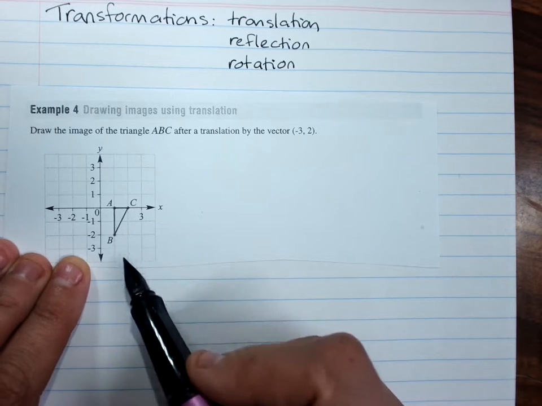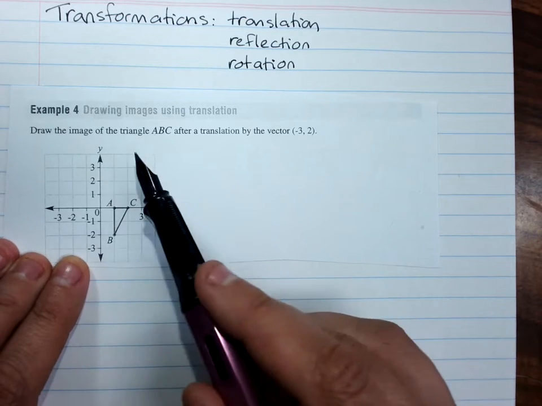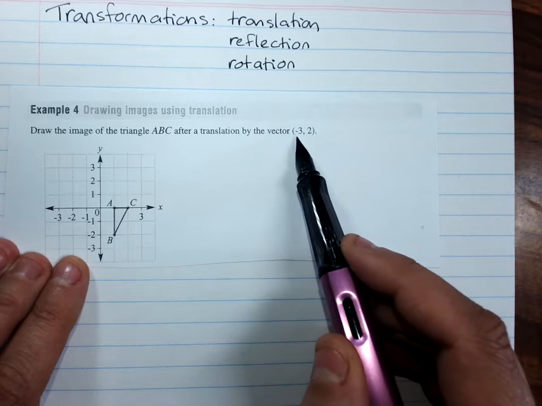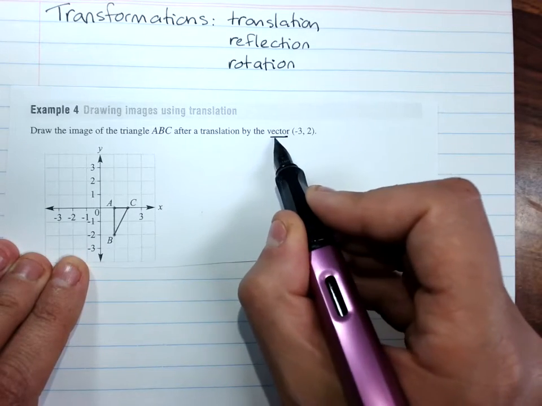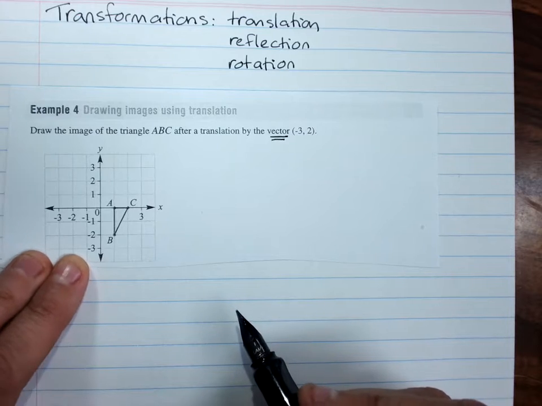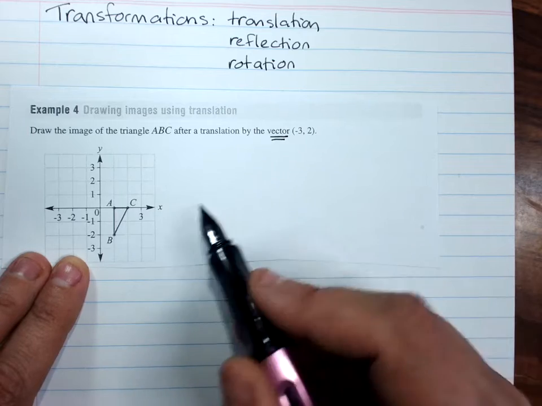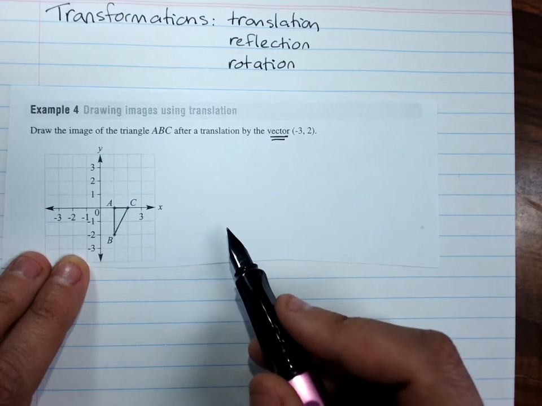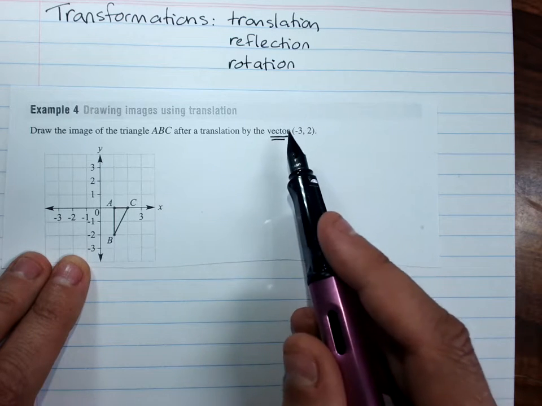Now you can see that this is triangle ABC, and they've asked you to translate it, and they've said by a vector of -3, 2. Now there's some different uses for the word vector, but let's say direction at the moment. Sometimes they'll just tell you move it 3 points to the right and 2 units up. But in this case, they've given it as a vector.